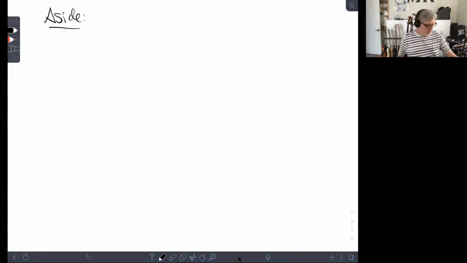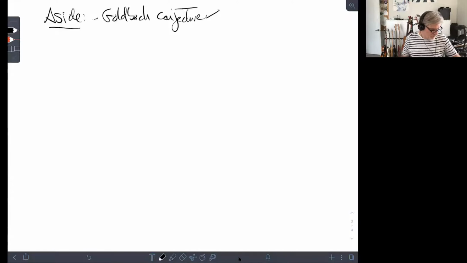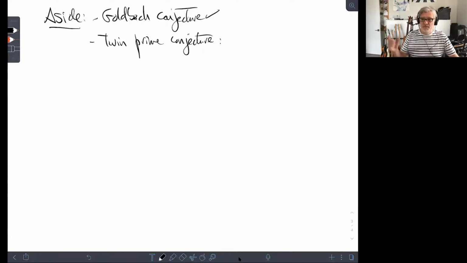I've told you about the Goldbach conjecture, right? Is every even number bigger than 4 the sum of 2 primes? This is still not known, right? This is difficult, obviously. We've seen that before. The twin prime conjecture. There's been a bit of progress in the last few years on this, but what's the twin prime conjecture? We'll say that 2 primes are twin if they are as consecutive as possible. So if there's a difference of 2, right?